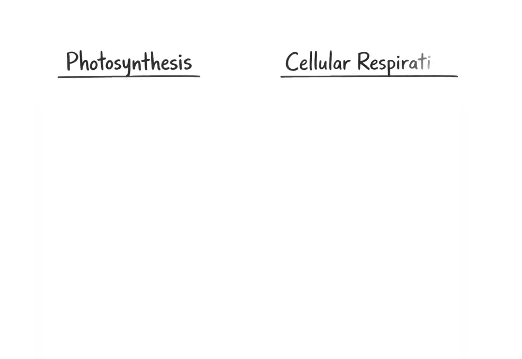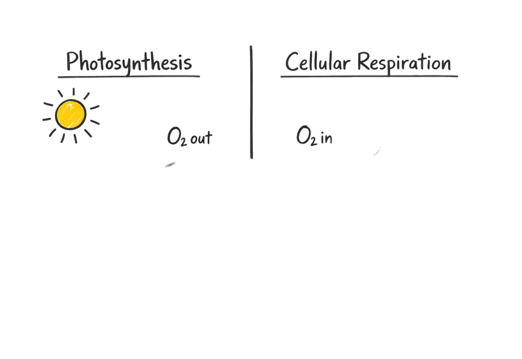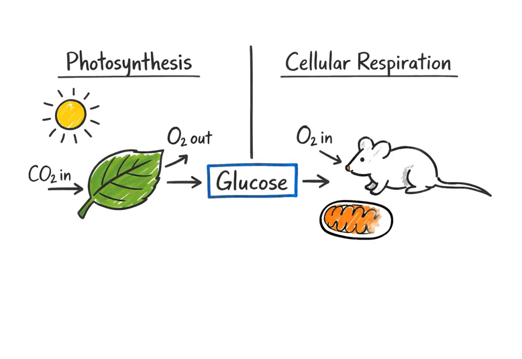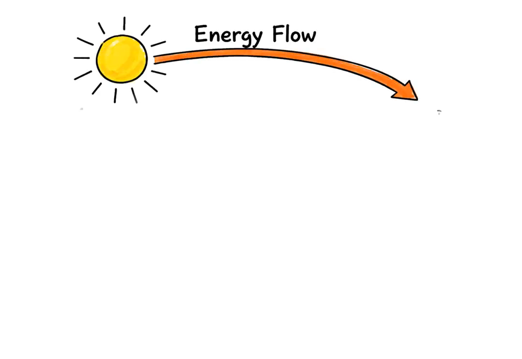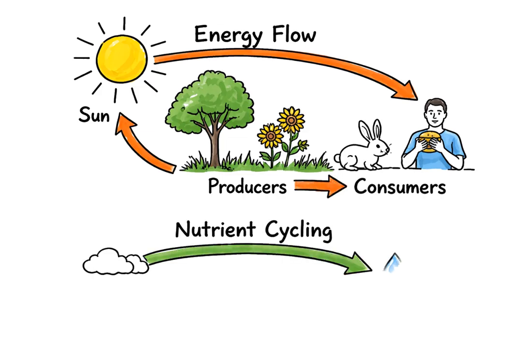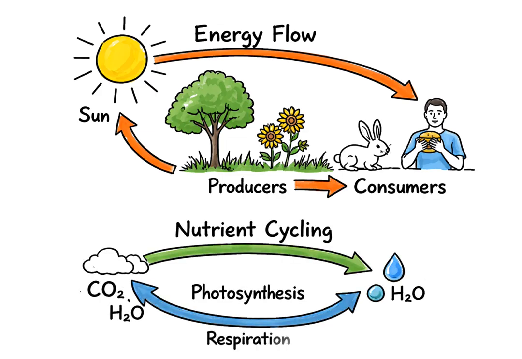These two processes form a fundamental cycle. Photosynthesis builds glucose using light energy. Cellular respiration breaks it down, releasing chemical energy. This cycle not only provides energy, but also recycles essential molecules like carbon dioxide and oxygen, creating the dynamic balance necessary for life on Earth.